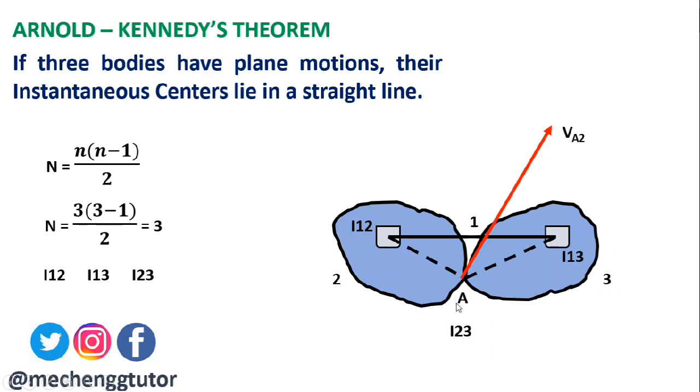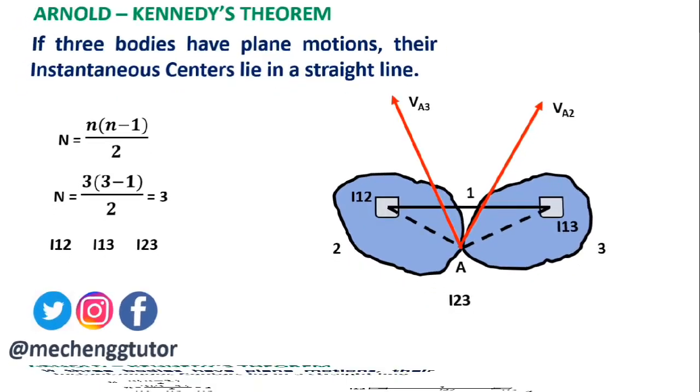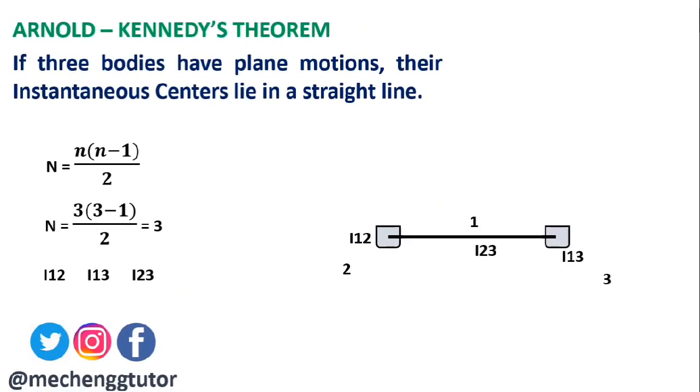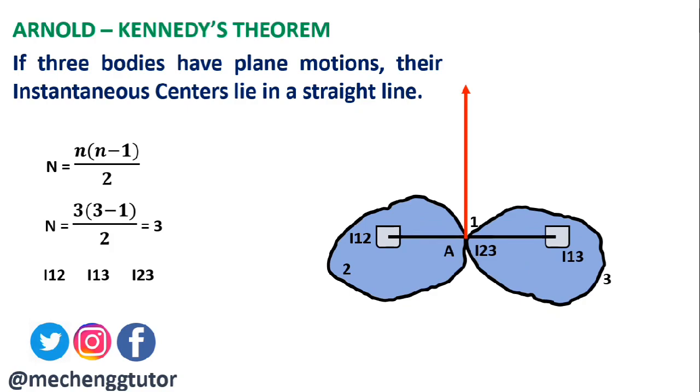Now we shall consider this point A on the body 3. When it is considered on the body 3, the velocity of this point A will be indicated by this arrow and denoted by VA3. This is perpendicular to A I13. To represent the instantaneous center I23, it is necessary that the directions of VA2 and VA3 be the same for point A. This is possible only when VA3 is equal to VA2. As you can see now here, VA3 and VA2 will be equal only when they are in the same line and VA3 is equal to VA2.